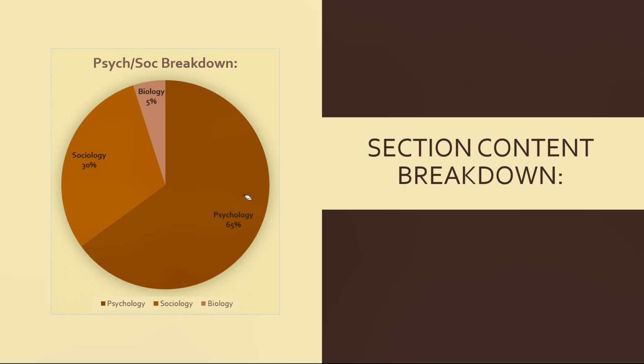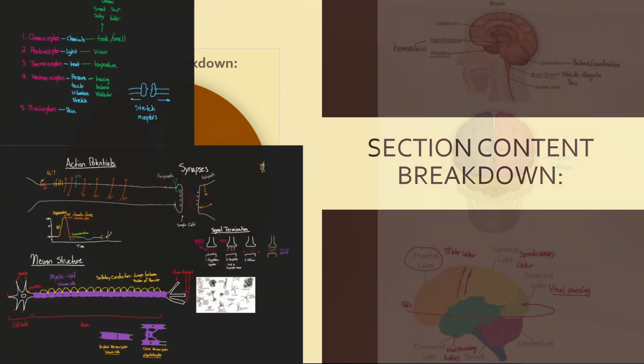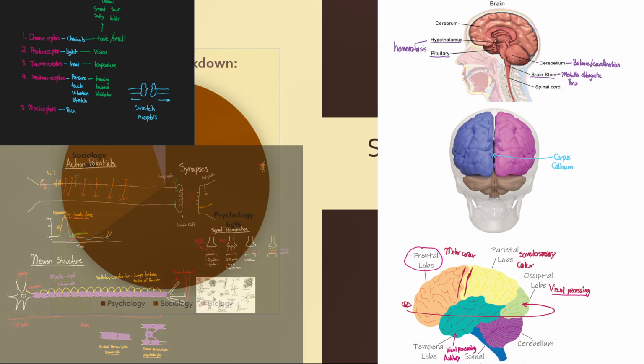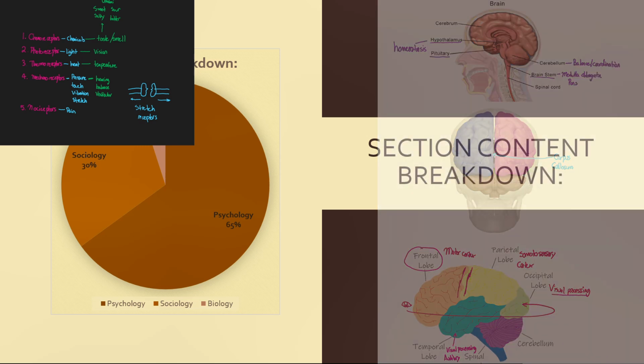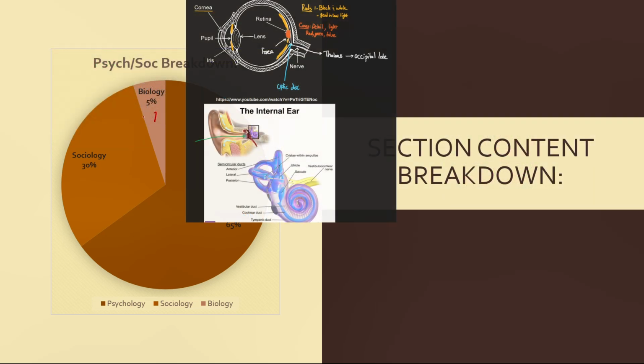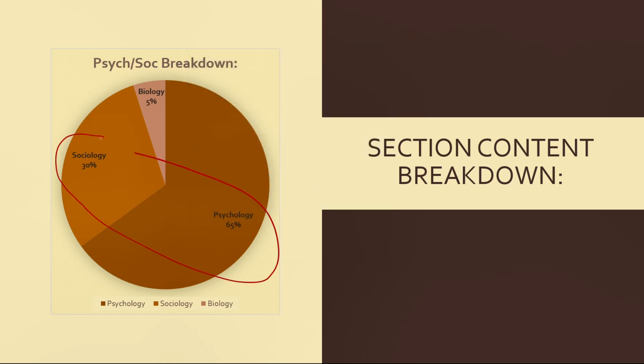And then, of course, we call this a psych social section, but there is a bit of biology. That biology is mostly the biology linked to psychology, so neurology, understanding the different parts of the brain. I've already covered the biology in my biology course, so I'm not really going to talk about it here, and there's not that much of it anyway. The other thing about the biology is some of the senses, the eyes, the ears, things like that. But for the most part, we'll focus here on psych and soc.